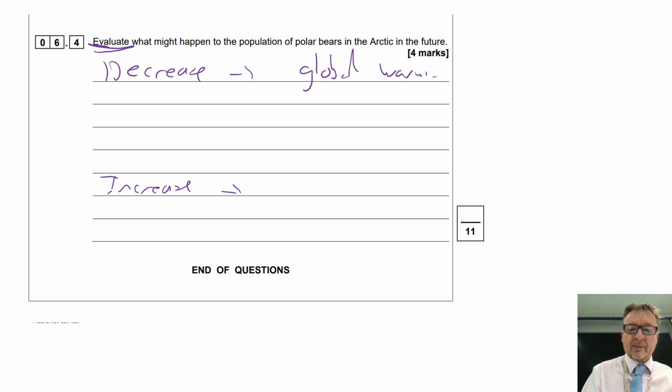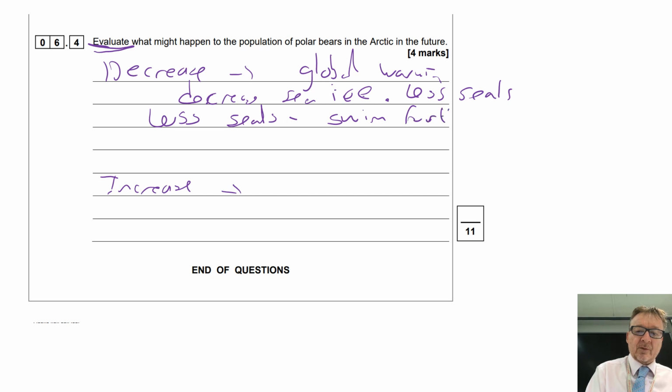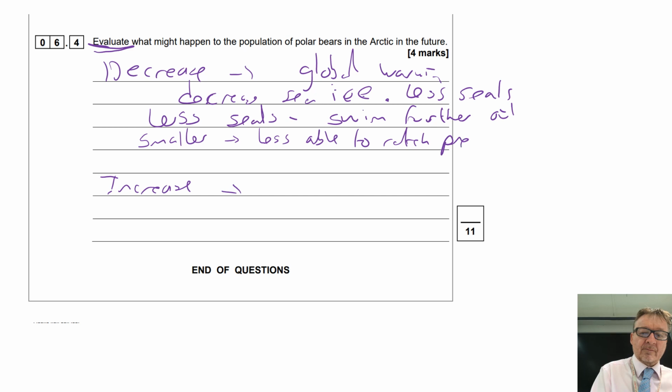Global warming decreases sea ice. Okay, so if there's less ice, then there's going to be fewer seals for them to catch. So therefore, there are fewer seals, because they're swimming further out. They're further away. There's also that part that said the females are smaller, so if they become smaller, they will be less able to catch prey, because they need to be big.